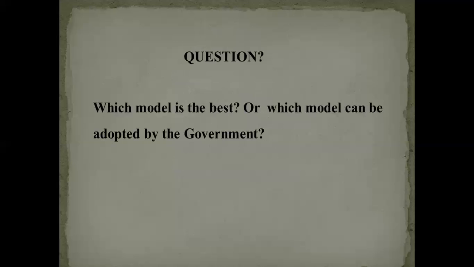Now moving on to a question. Based on what I have elaborated so far, which model do you think is the best, or which model do you think can be adopted by the government, or which model do you think will benefit people with disability, or the differently abled? Which one do you think is the best? So do think. Thank you.